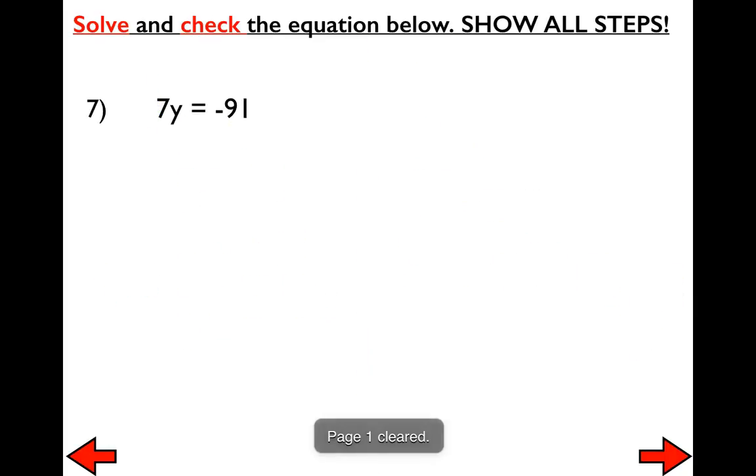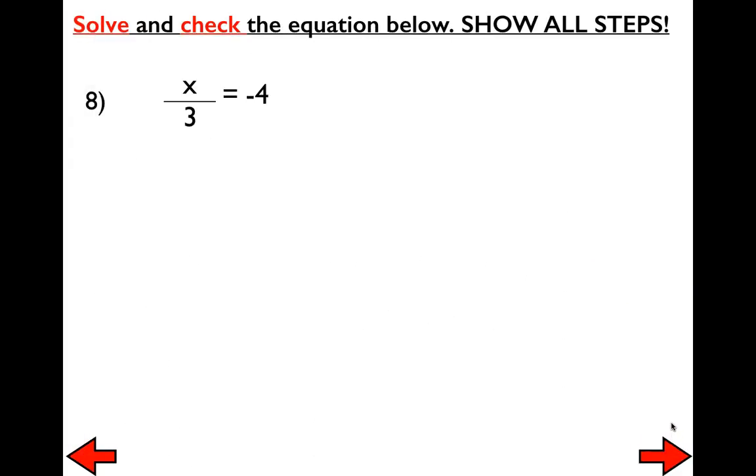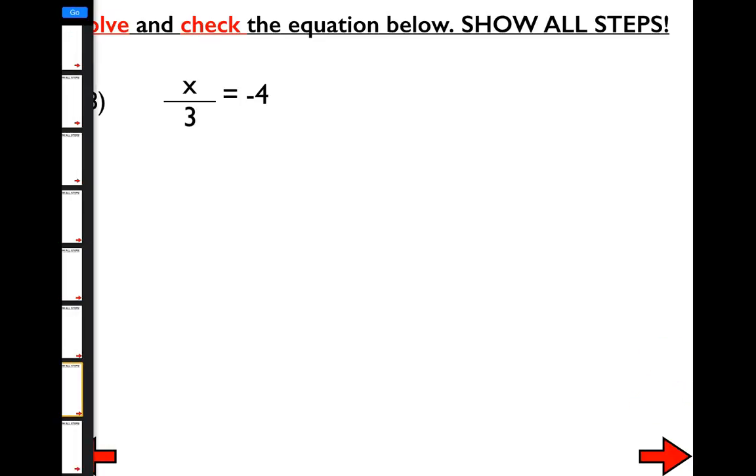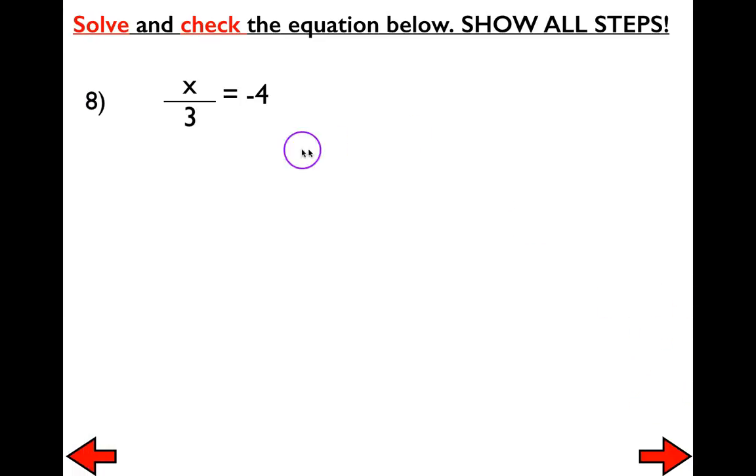Perfect. So now we're just going to continue on. Here I'm going to do one more example before I have you try one on your own. So now, here, same idea. We're going to isolate that variable, and we do that by using the inverse.